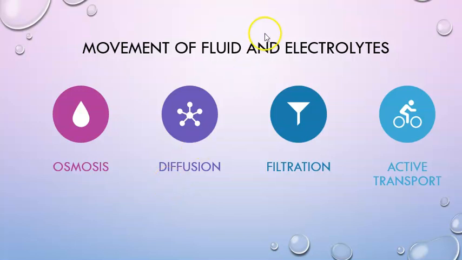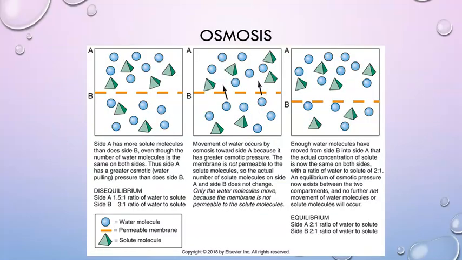So, movement of fluid and electrolytes: these four things are very important because we know that electrolytes work together to keep things moving in our body, to keep things in homeostasis. You want that normalcy. And if you didn't have things like osmosis and diffusion and filtration, the fluids and the electrolytes wouldn't be moving. So very, very important. With osmosis, this is movement of water from an area of lower concentration to higher.